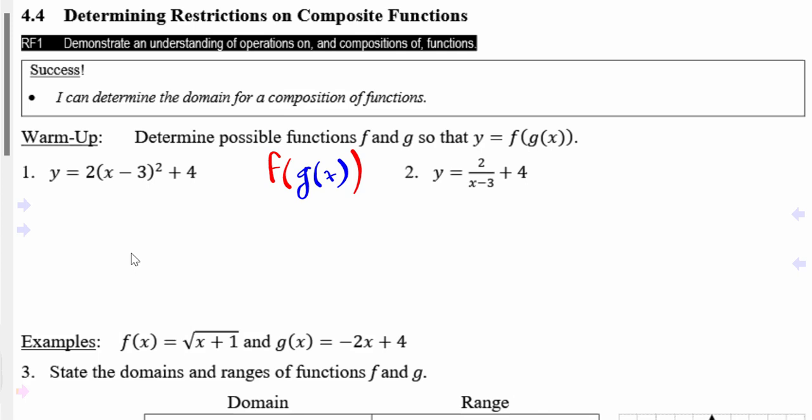Hello and welcome to Math 30-1. We are currently working in Chapter 4, which is looking at combining functions together.